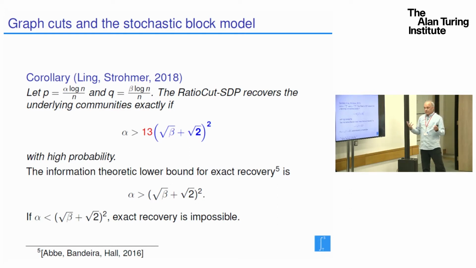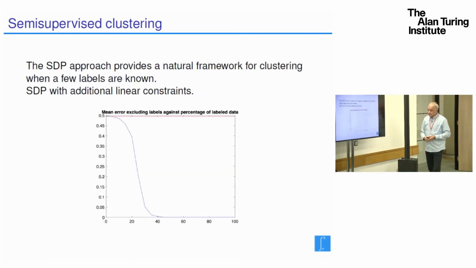Now, how does this compare to the state of the art? The state of the art says you cannot recover it if alpha is smaller than this. But you can recover it when it's larger than this. So we are off by a factor of this constant 13. But keep in mind, we are not using any probabilistic results in our theorem. So ours is purely deterministic. Therefore, we lose a little bit. But at least up to a constant, our framework gives you the right result.